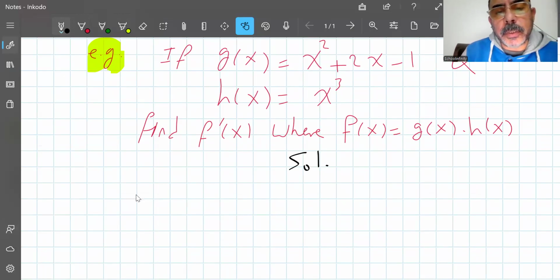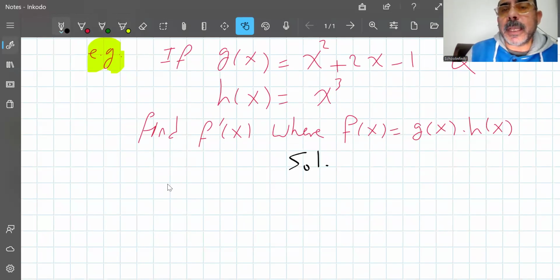So, our target is to find f prime of x, and f of x is the product of g of x and h of x. I prefer the following process to find the derivative of the product of two functions, because we have several reasons to follow this process. The first one is to reduce the risk during the process, during the steps.